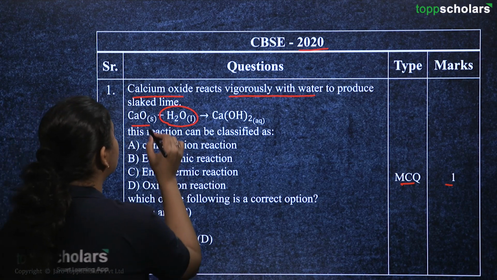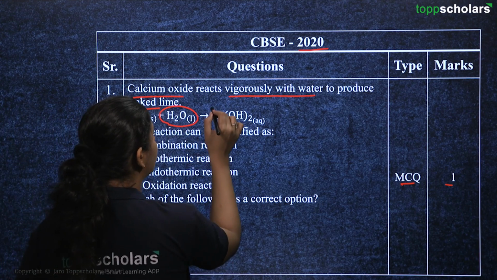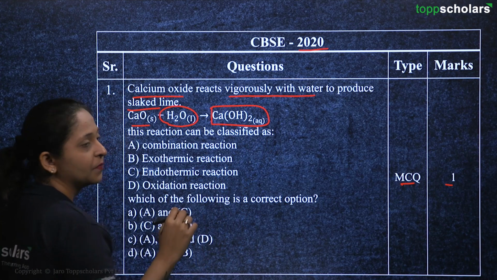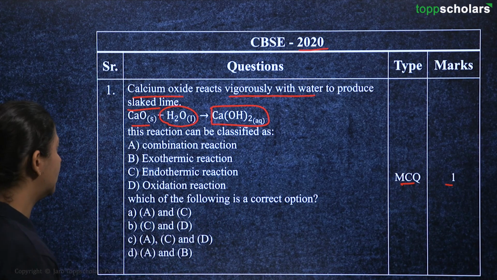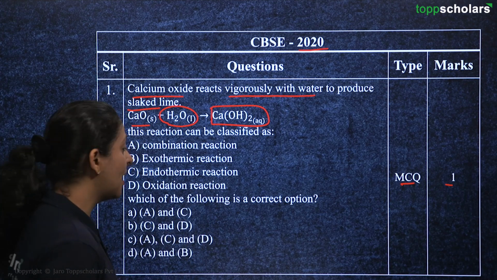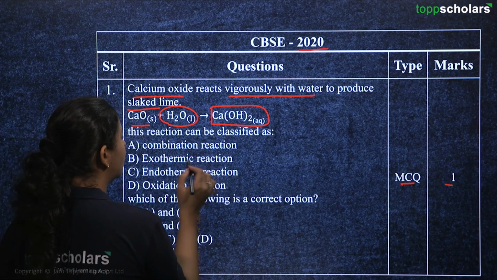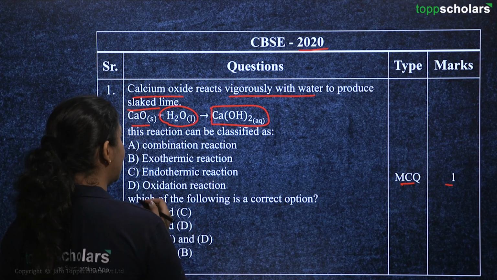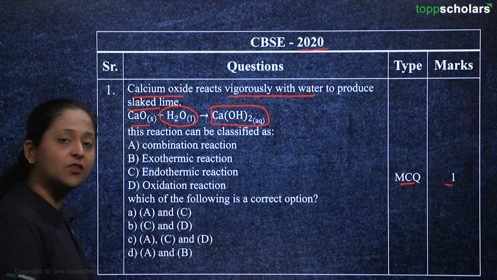What does it produce? It produces slaked lime, which is aqueous in nature, because you have mixed both of the components, right? Now, what type of reaction can you classify this reaction as? Combination reaction, exothermic reaction, endothermic reaction, oxidation reaction.